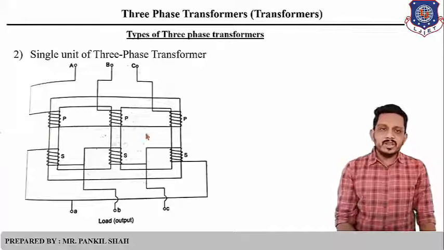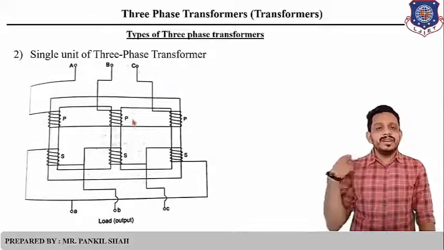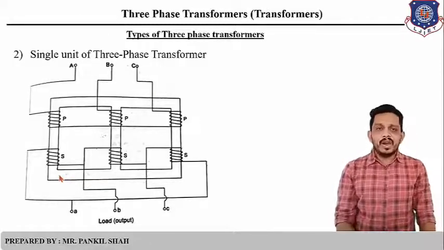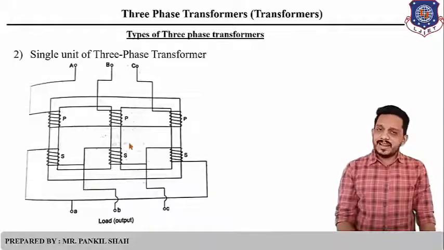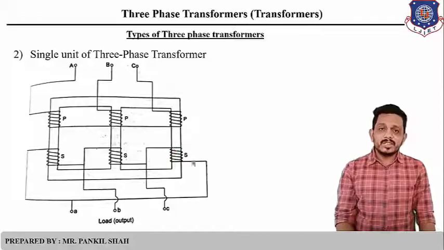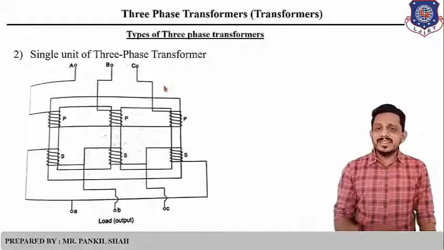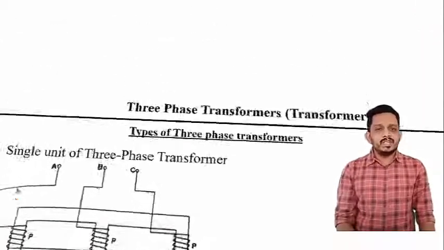So here again we are using the star connection. We have just made a common terminal, a common wire at the finishing end of the primary winding, and the starting end is taken out to the input side. For the secondary winding, we are using the delta connection. So the finishing end of the first winding is given to the starting end of the second, the finishing end of the second is given to the third starting, and the third finishing end is given to the first starting. And three terminals are brought out from these three windings, so it is known as the output terminal. So this is nothing but the single unit of a three-phase transformer.